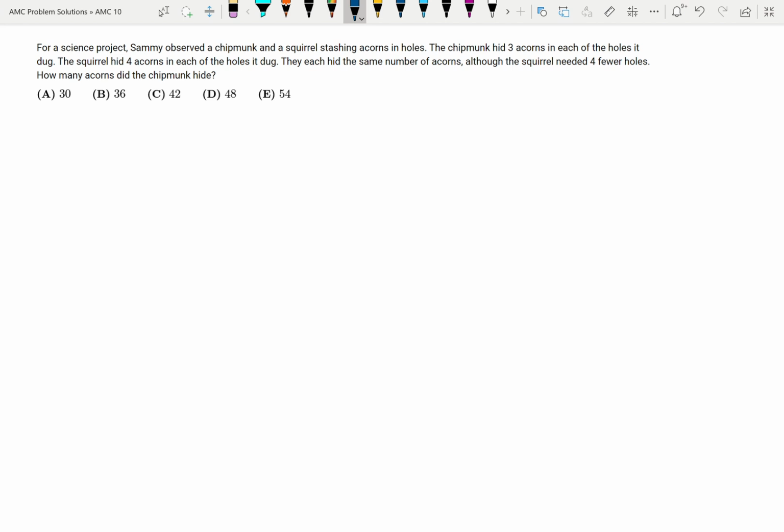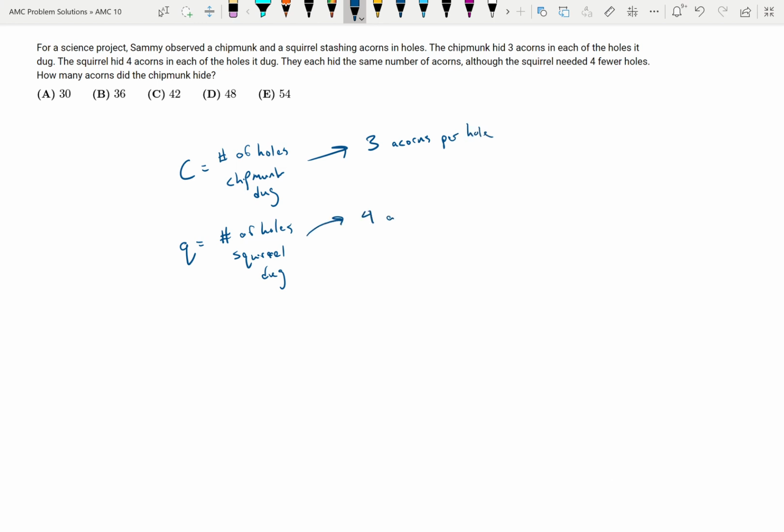So let's let C equal the number of holes the chipmunk dug. And Q is going to equal the number of holes the squirrel dug. And so we know the chipmunk did 3 acorns per hole, and the squirrel 4 acorns per hole. An equation we can make: if the squirrel needed 4 fewer holes, we can make the equation Q is equal to C minus 4.